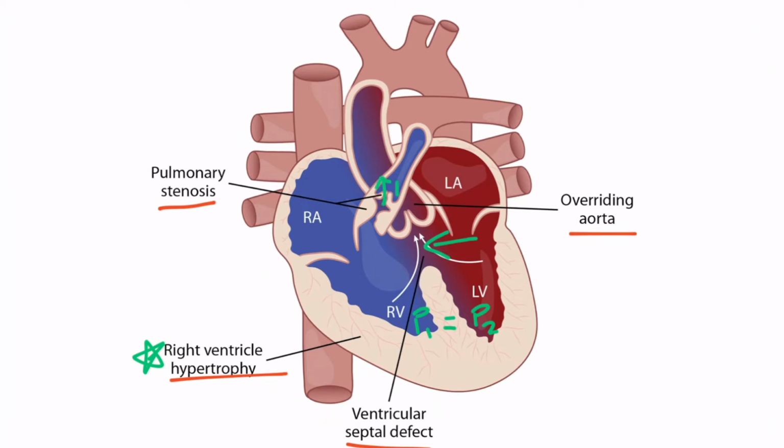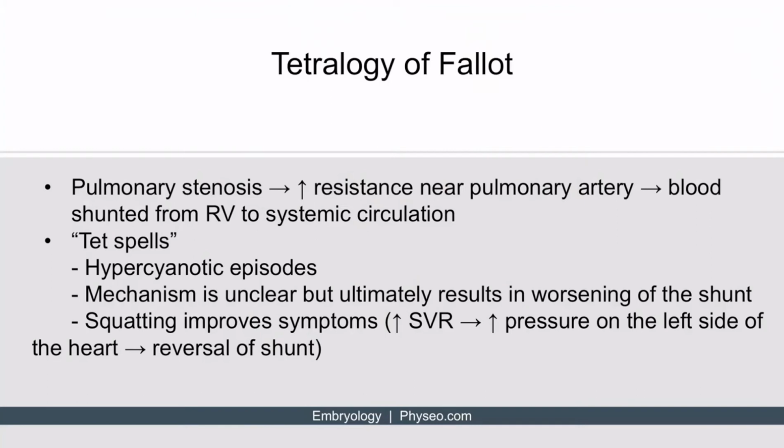So there's high resistance right here and lower resistance in the aorta, which means blood likes to go from the right side of the heart and then into the aorta like this, even though the pressures in the ventricles are approximately equal. As you can see, this results in a right to left shunt, which is a big problem because the deoxygenated blood from the right side of the heart goes directly into the systemic circulation, resulting in hypoxia and cyanosis. So, as I just mentioned, the pulmonary stenosis causes increased resistance near the pulmonary artery, which results in blood being shunted from the right ventricle to the systemic circulation.